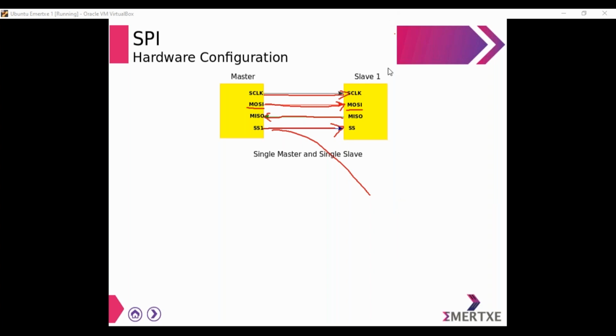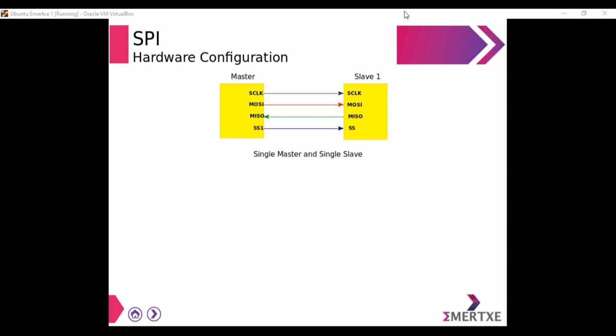But what is the feature of SPI protocol? What is the advantage of using SPI protocol? What is the special feature of SPI? It is synchronous, full duplex. Yes, so it is single master multi-slave. The special feature of SPI is it's a single master multi-slave protocol.